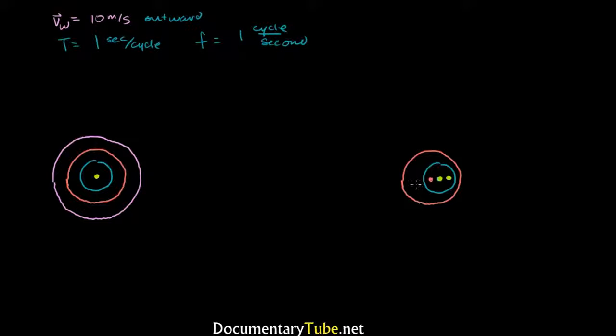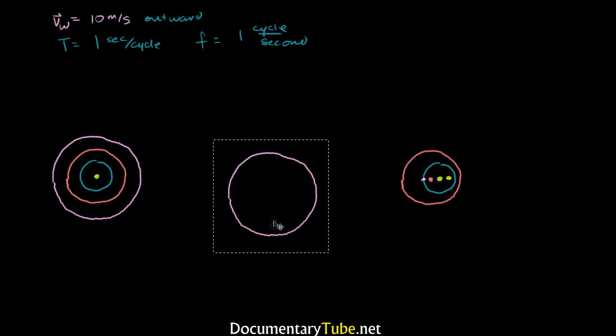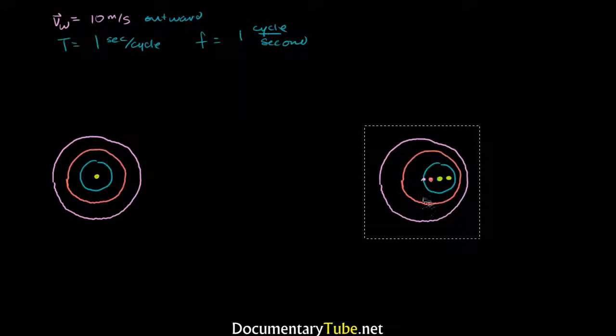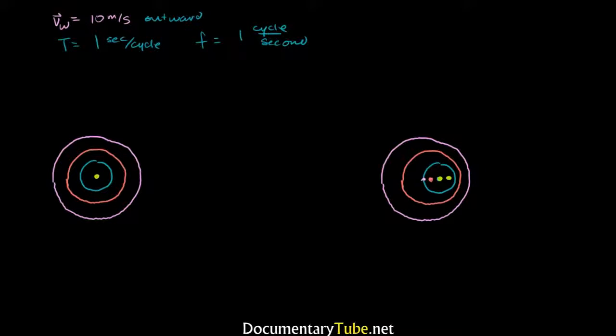But what about this guy? Well, he wasn't here 3 seconds ago. He was here. Right? 1 second ago here, 2 seconds ago there, 3 seconds ago there. So we're going to be 30 meters radially outward from this point. So once again, I can just copy and paste this right here. And it should be centered around that point right there. Now, let's think a little bit about what the perceived frequency of this wave would be for a couple of observers.